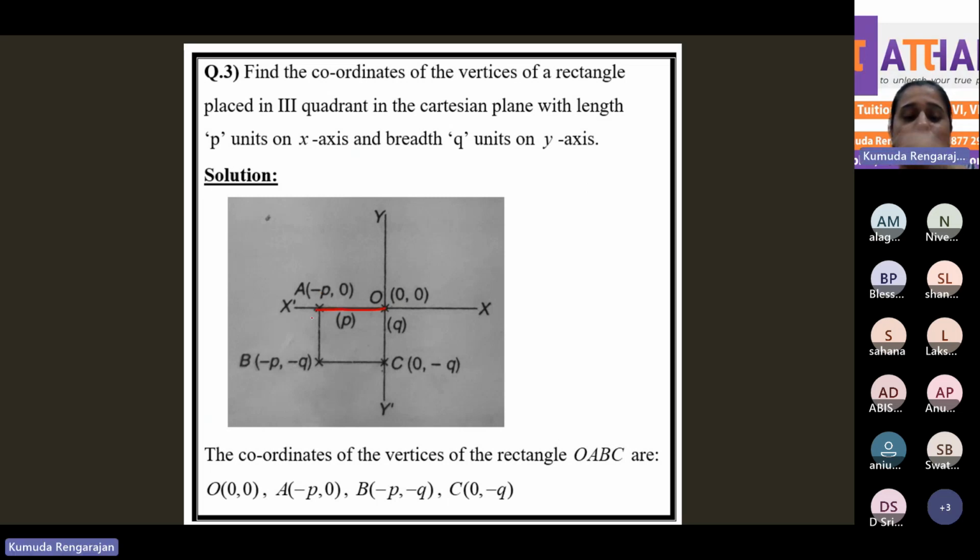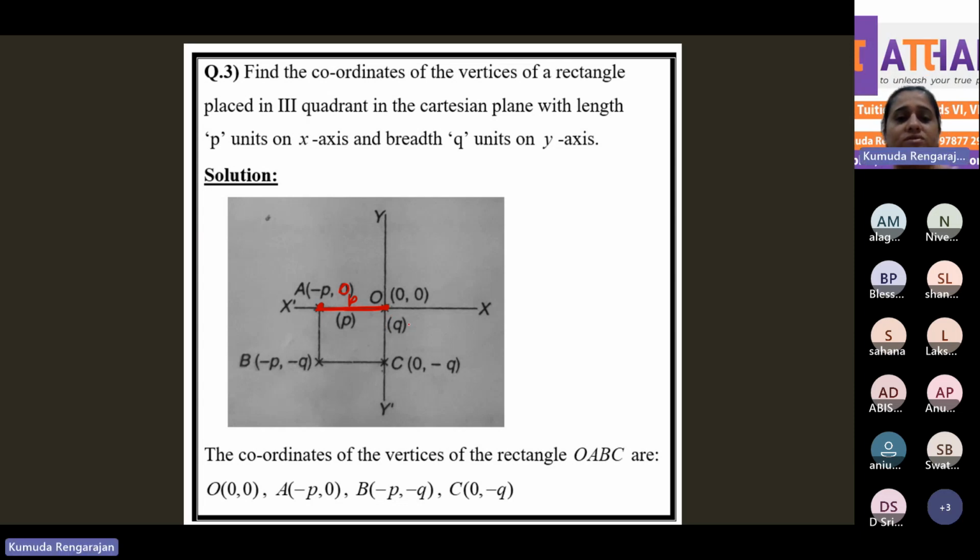Length of the rectangle, P units from the origin. So from the origin, P units. So this one is P, so this point will be minus P. And since this point lies on the x-axis, its y-coordinate is known, it's 0.